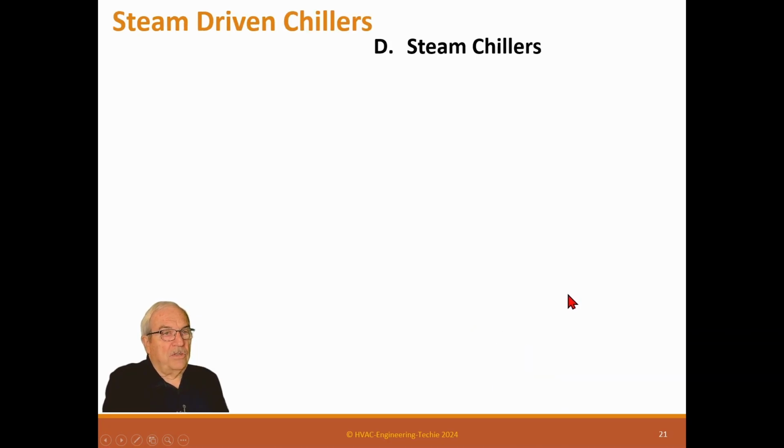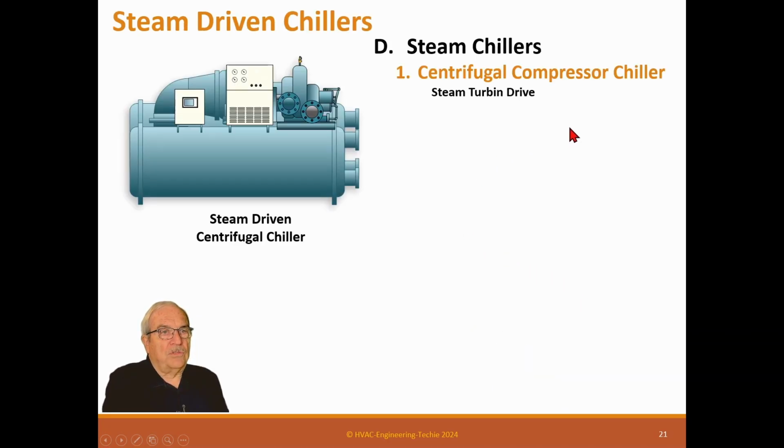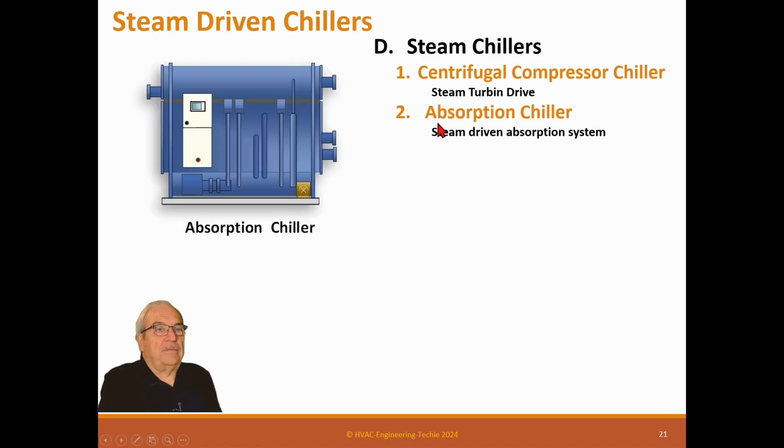Okay, steam-driven chillers. These are fun equipment. So a centrifugal chiller basically has a steam turbine that drives the centrifugal compressor. These are on big chillers, and people that have a lot of steam. So it's more economical for them to just run the chiller directly than it is to turn it into electricity and let the electricity do it.